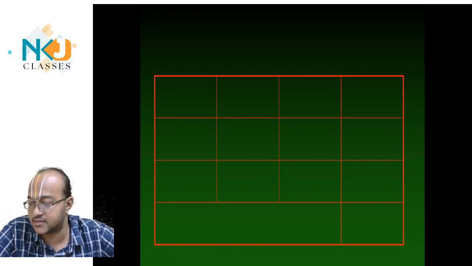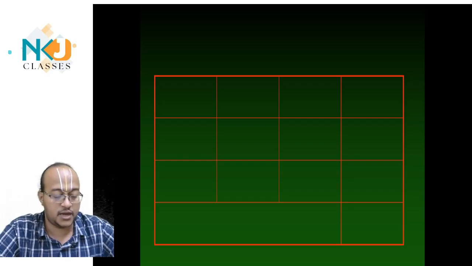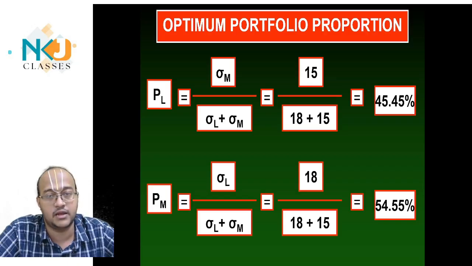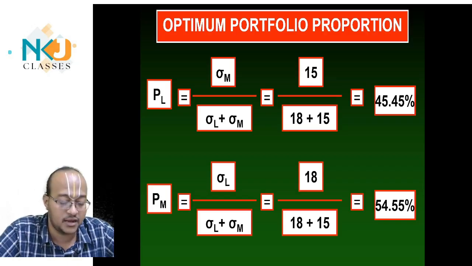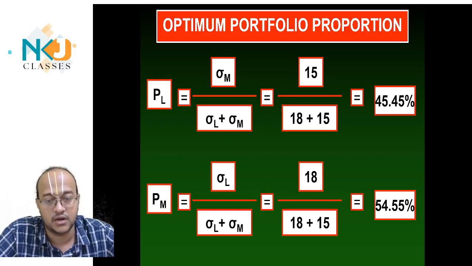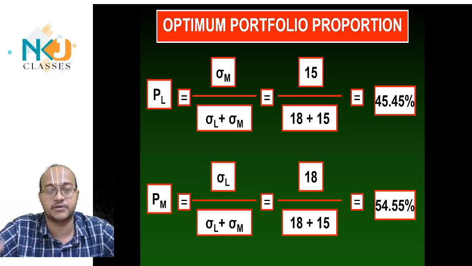Next, what we need to compute? Risk-free return. They have not asked, but still we are finding it. We have minimized the portfolio risk to 0, which means if we invest 45.45% of our money in L and 54.55% in M and construct the portfolio, the risk will be 0%. This proportion is for risk free, -1 is the correlation, so risk will be 0%.